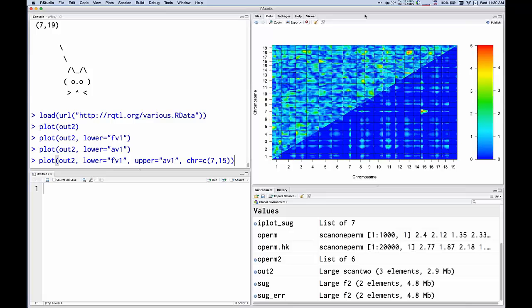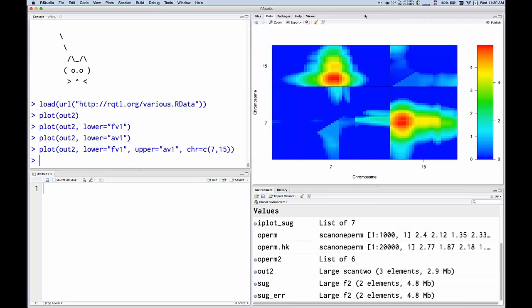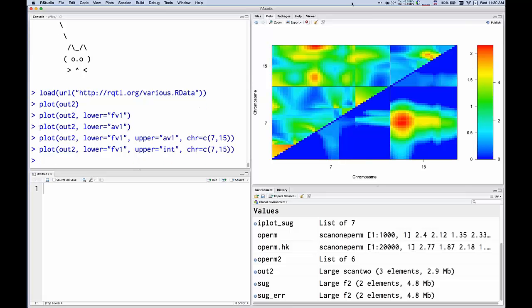If I just focus on a pair of chromosomes, it'll be faster. But there's really good evidence for there being a QTL on both 7 and 15. If I put the interactive LOD score in the top, using upper equals int, we'll get the difference between the full and the additive model. There's really no good evidence for an interaction between these loci when I look at these LOD scores.